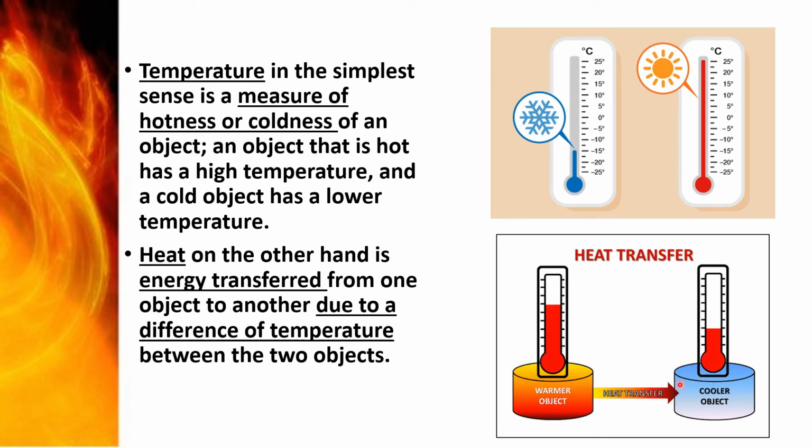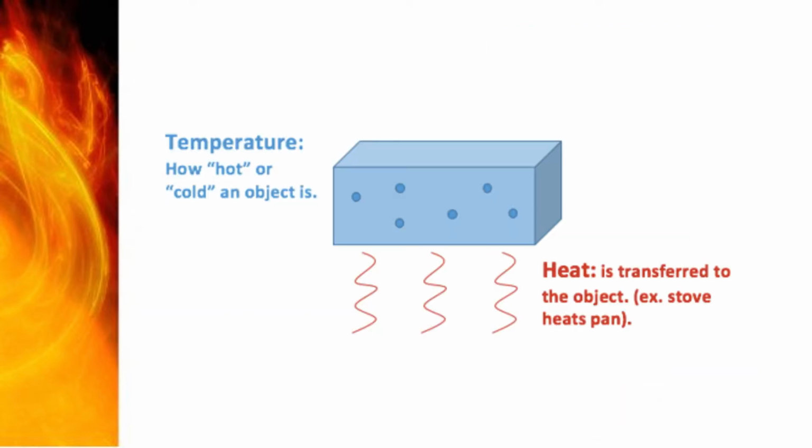Nagkakaroon ng init because the energy is being transferred from the warmer object to the colder object. So sa madaling sabi, nagkakaroon ng init kung ang dalawang object ay magkaiba ng temperatura, at dahil din sa pag-transfer ng energy from the warmer object to the colder object. Temperature is how hot or cold an object is, while heat is the energy transferred to the object.